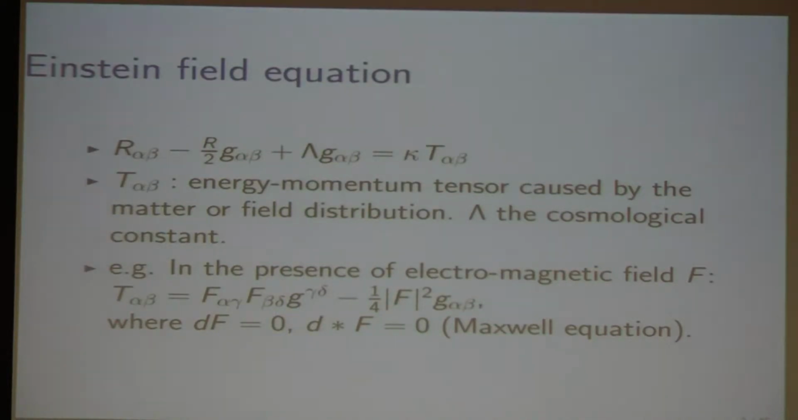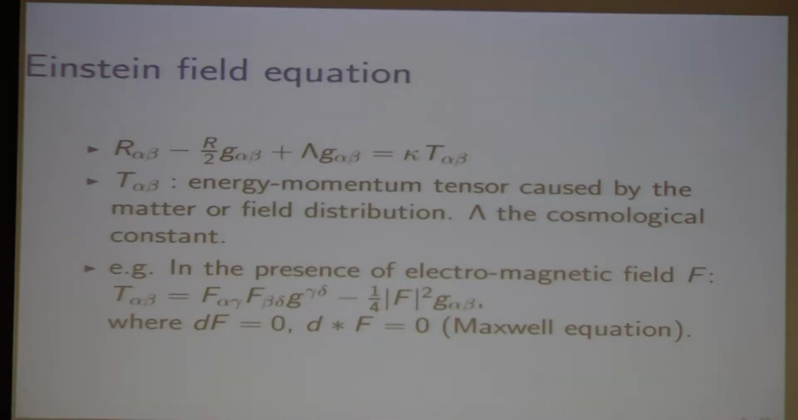So the left-hand side is just some quantity determined by the geometry of the manifold. The right-hand side is the quantity determined by the physics. So the equation just looks like geometry equals physics. So this is the Einstein equation. I want to say that in many concrete situations, this energy momentum tensor has very explicit expressions.